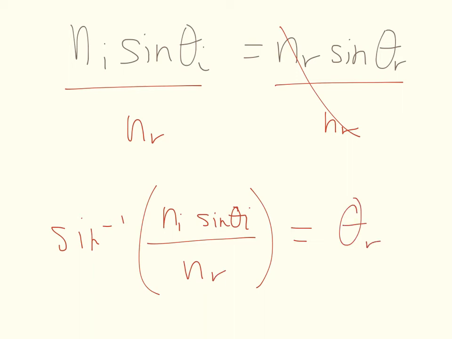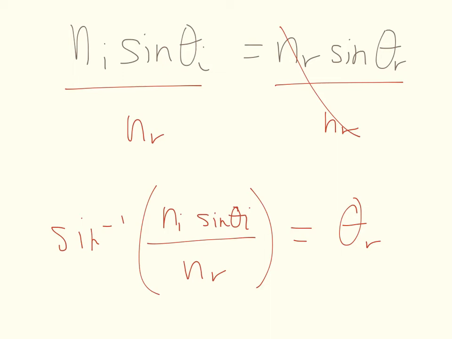And that will solve for the refracted angle. Now, remember, if the refracted angle is 90, it means that the incident angle that you had was the critical angle. If the refracted angle you get is more than 90, it means that you have total internal reflection occurring.